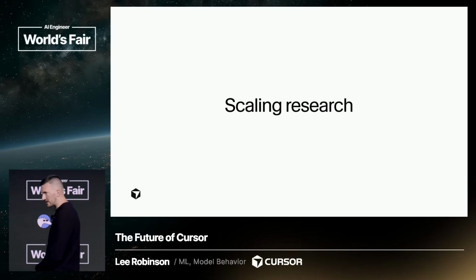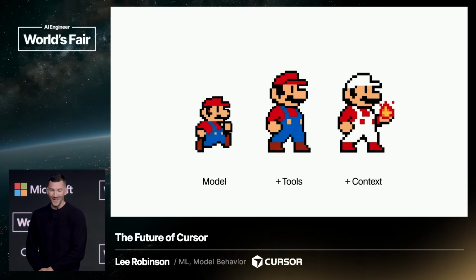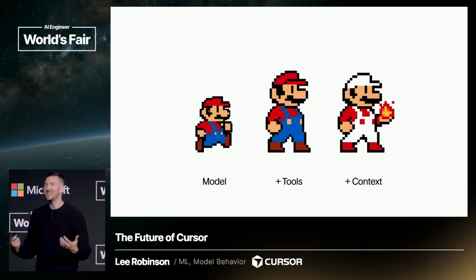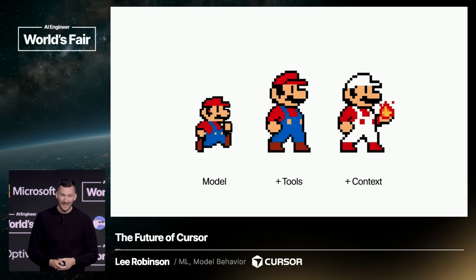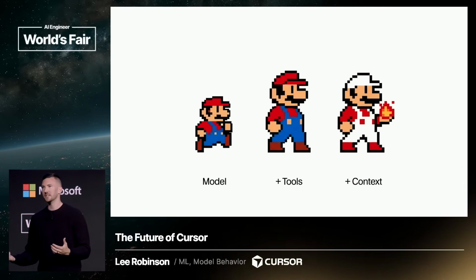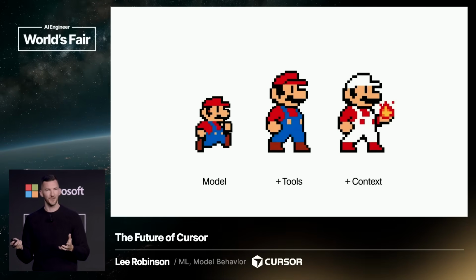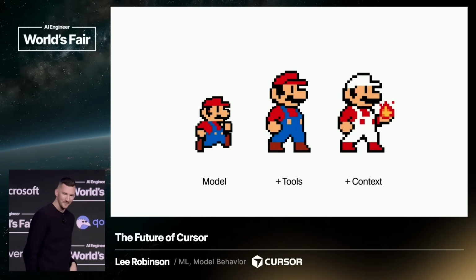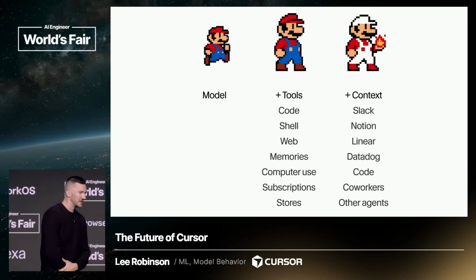And this is where I think it starts to get really interesting. If you think about the model as Mario, if you give it some tools, all of a sudden you're more like a Super Mario. And if you give it great context, everything about your organization, all the places that you work, you connect it to all your different tools, that context turns it into the Fire Mario or the Super Fire Mario.